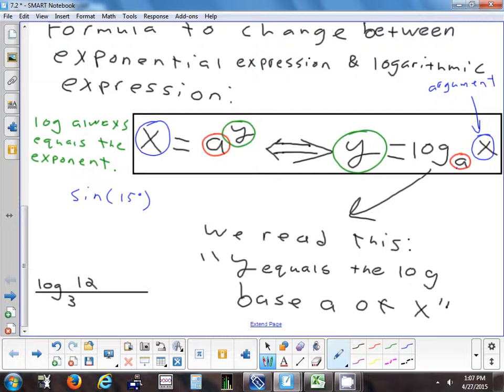Okay, that 12 is not an exponent. This would be an exponent. That says log base 3 of 12 to the 5th. Okay. 3 is a base, 12 is an argument. So any questions on how you write it or how you say it?